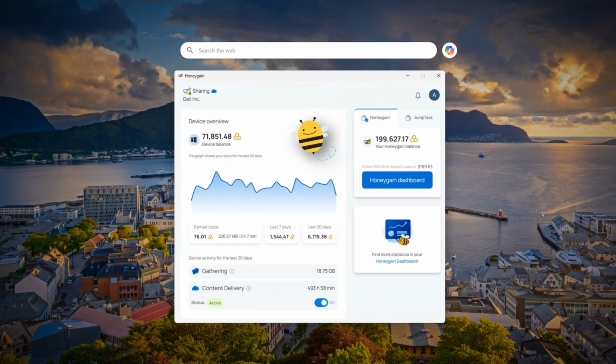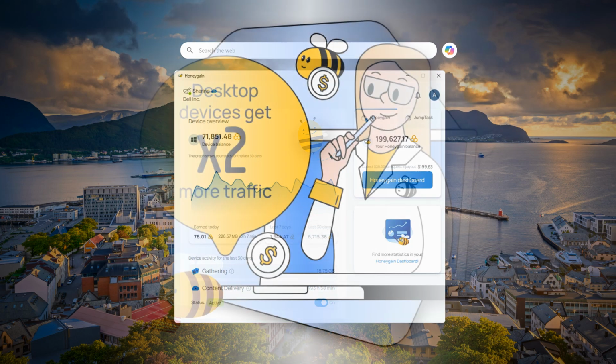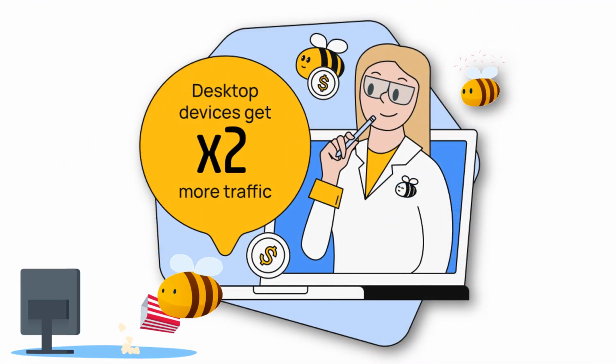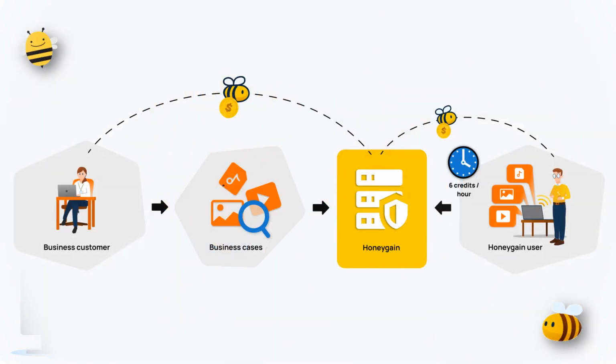If you have installed Honeygain on a Windows PC, you will see an interface like this. Remember, by installing on a Windows or a macOS desktop, you will get double the traffic and thus double your earnings. To ensure that you maximize your earning potential on desktops, you need to enable Content Delivery Network or CDN.